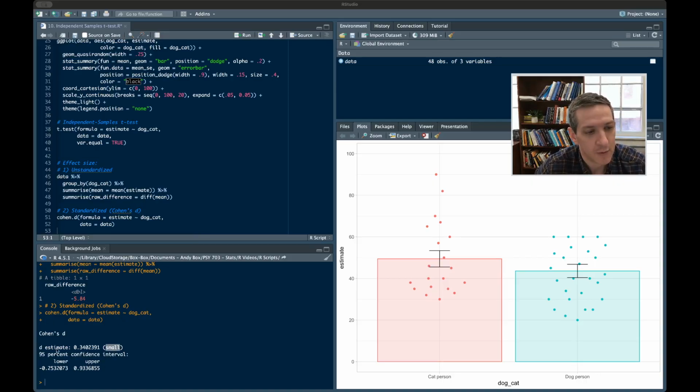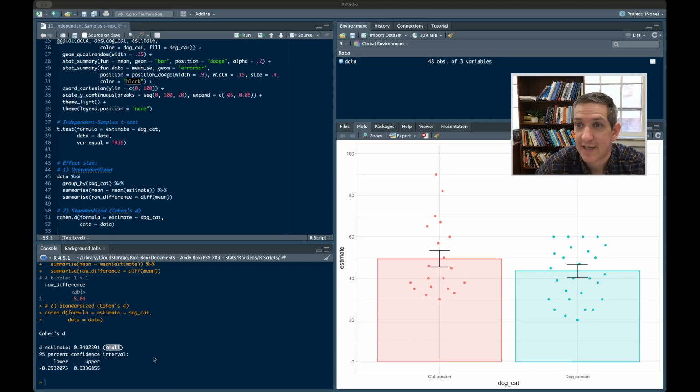And again, we have a 95% confidence interval around the standardized Cohen's d that also includes 0. And again, this lower and upper bound is no longer in raw units. According to these calculations here, it's in standardized Cohen's d units.